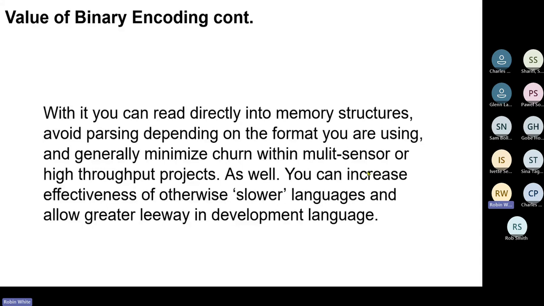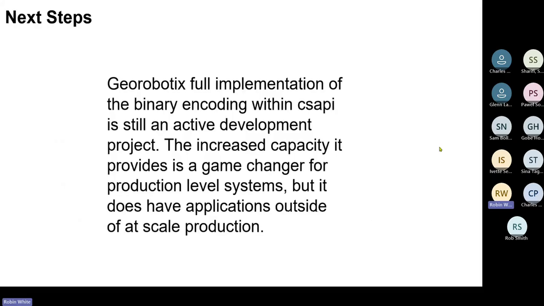It also has some side benefits that are relevant. It allows you to increase the effectiveness of otherwise slower languages and gives generally greater leeway in which development languages you're using. So like what Sam was talking about, for example, with connected systems for Python, there are legitimate concerns at scale for that that are mitigated by using binary encoding, just shaving a lot of the overhead from that broadly.